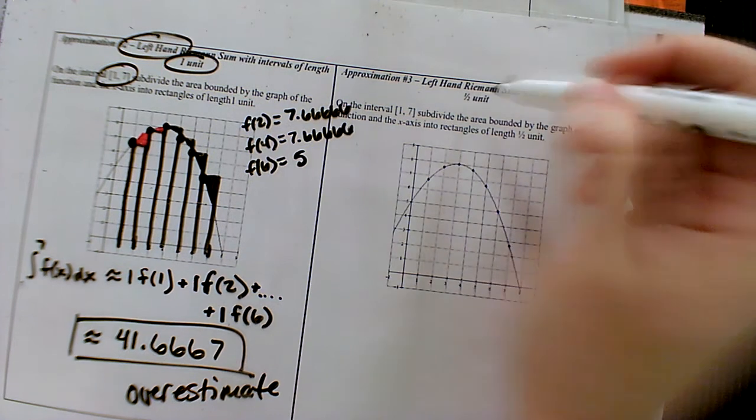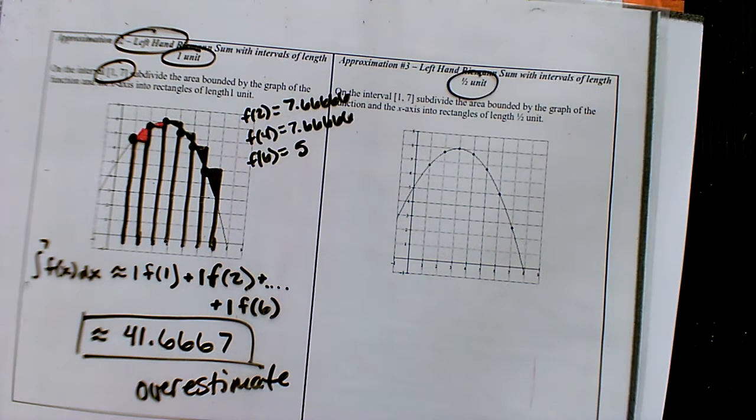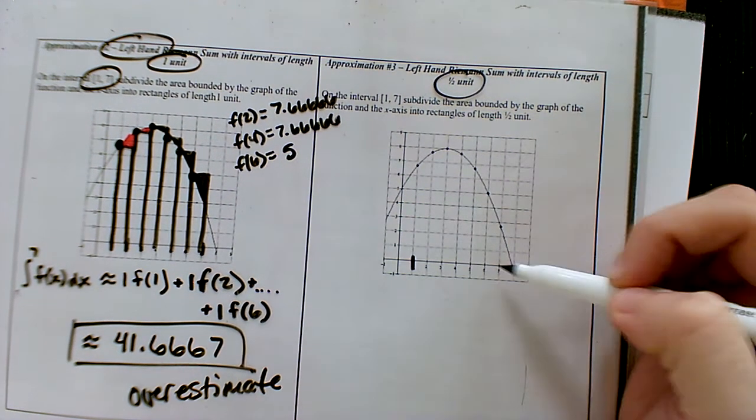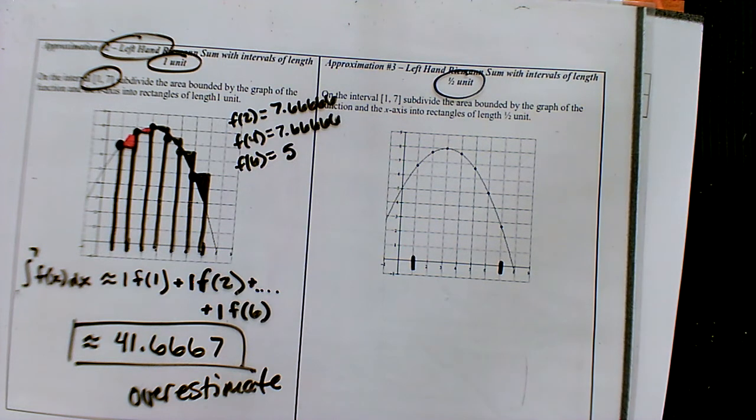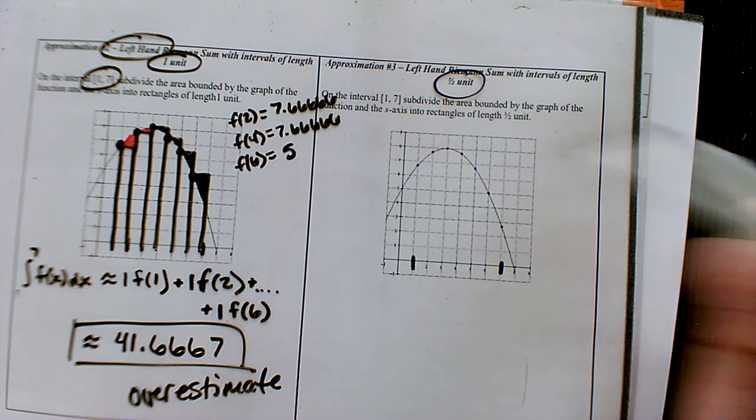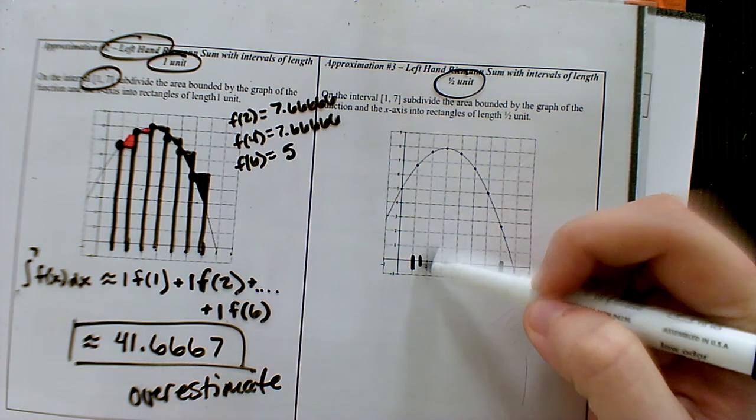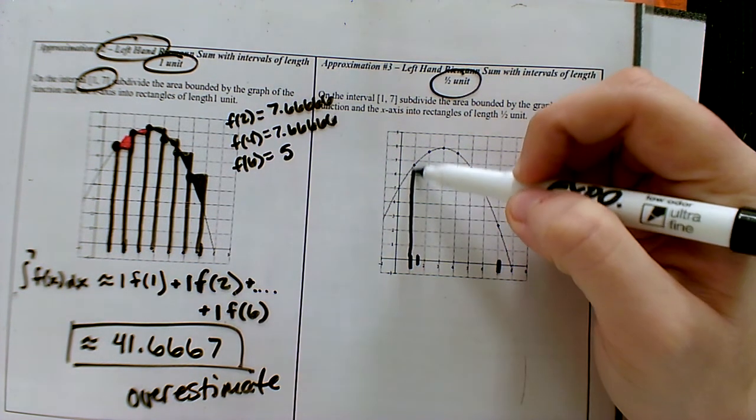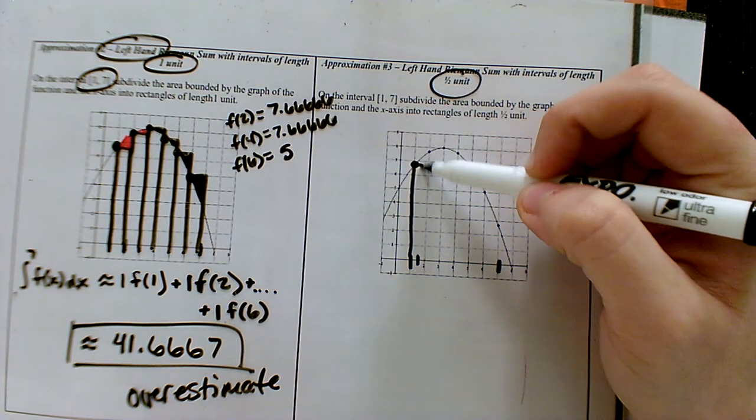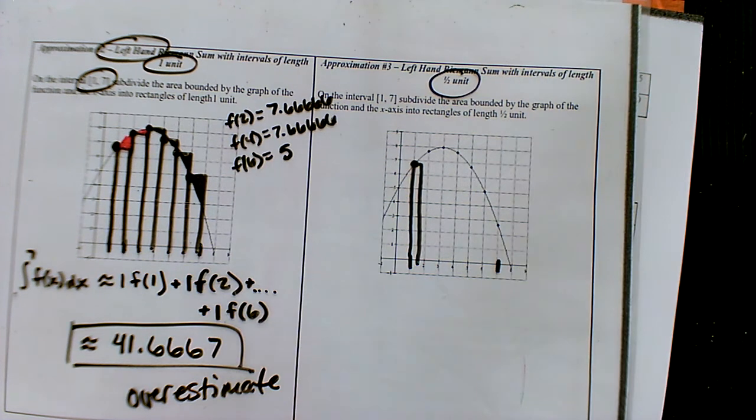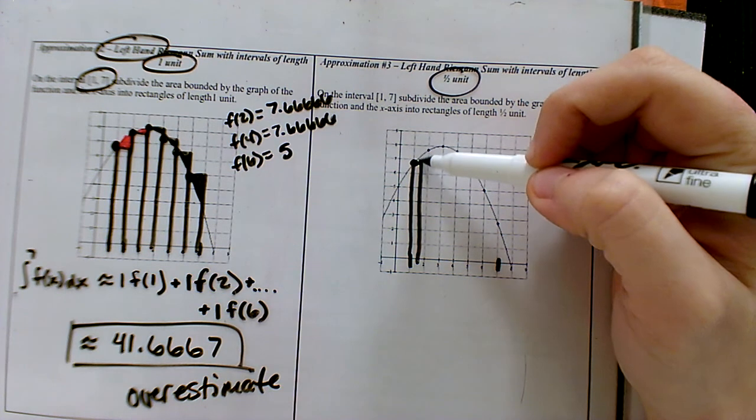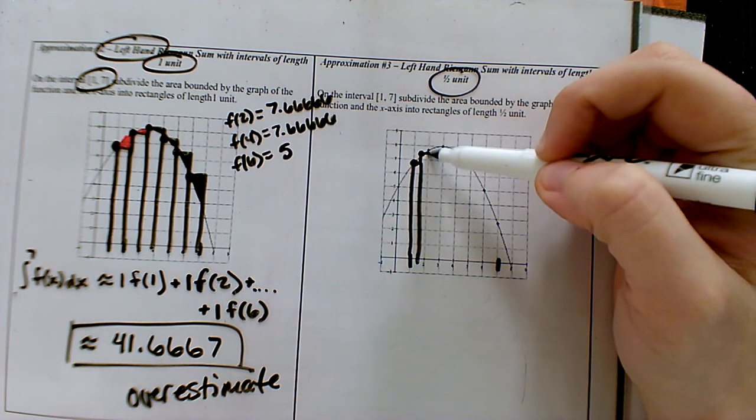Okay, so speaking of, let's try another one. This time we're going to use a half unit. So let's practice drawing in our rectangles. We're going from 1 to 7. If we want a half unit, we're going to have to go from 1 to 1.5. Trace up the left-hand side, make your dot, right and down. So these are going to be very thin. Okay, try to draw these accurately.